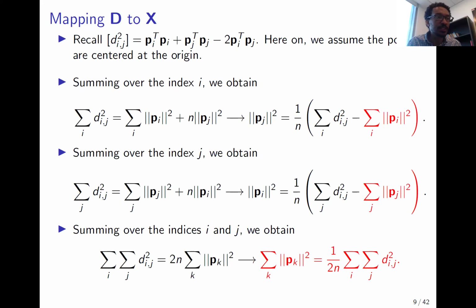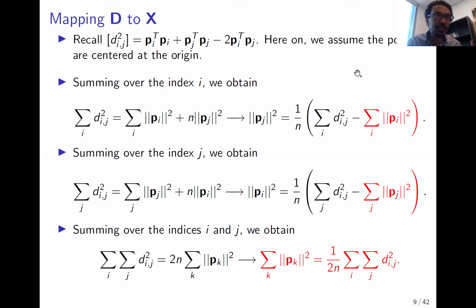Let's recall once again how the squared distance matrix is related to the points. Each d_ij squared has this form. There are two ways to get to the result that I'm going to show here, and I'm going to show the one based on the linear algebra formulation. The first thing is, let's sum over the index i. I'm just going to sum this expression on both sides over the index i.